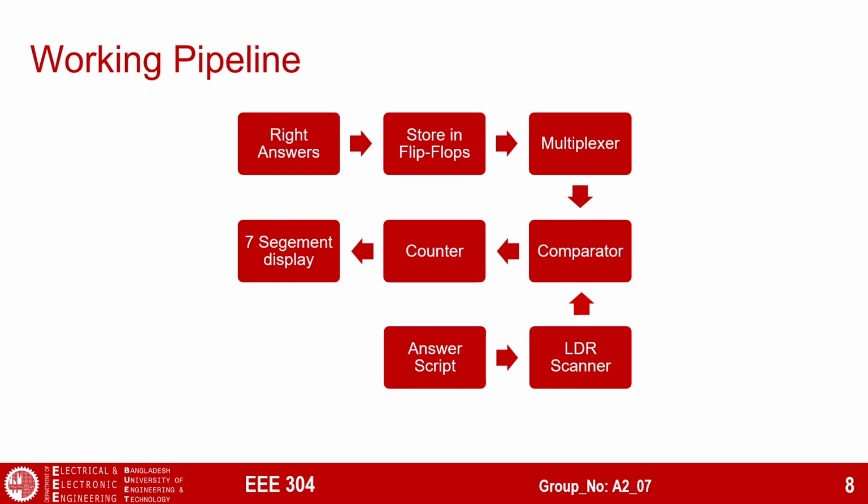On the other side, we shall extract data from the paper using our hand-built scanner and send the data to the comparator one by one. The comparator will compare two data, and if they match, it will be a correct answer. If they do not match, it will be a wrong answer. For every correct answer, the counter will count 1 up, which will be visible on the 7-segment display.